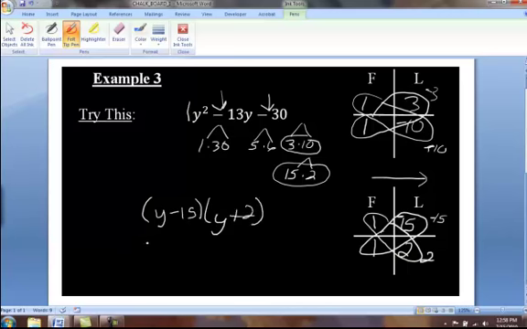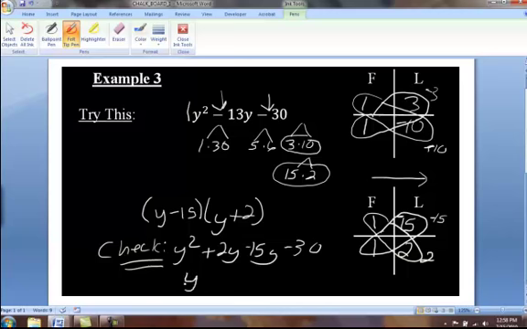And of course you can check that using the full method. If we check that, and it's always a good idea to do a quick check, you'll have y times y, which is y squared. Outsides would give me 2y. Insides would give me negative 15y. And the last two would give me negative 30. Of course, those middle two would add up to negative 13y. And that is the problem that we started with, so that does check.